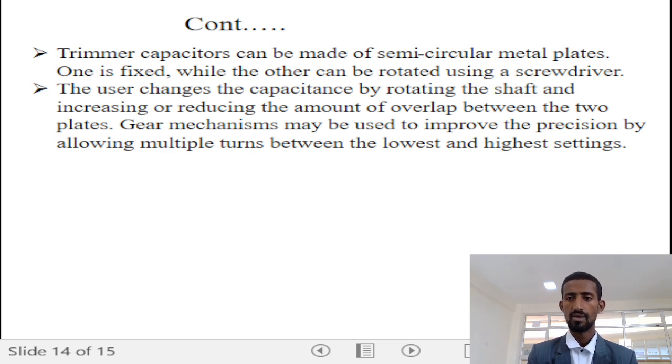The gear mechanism may be used to improve the precision by allowing multiple turns between the lowest and the highest setting. As we have already mentioned, these types of capacitors are available within a certain range. So to achieve a smaller value and a larger value, we will adjust the overlap area by using a screwdriver.